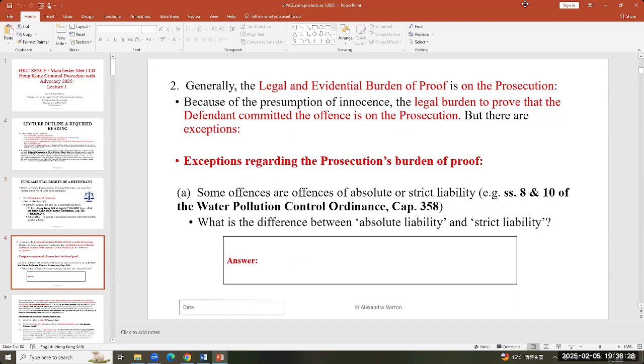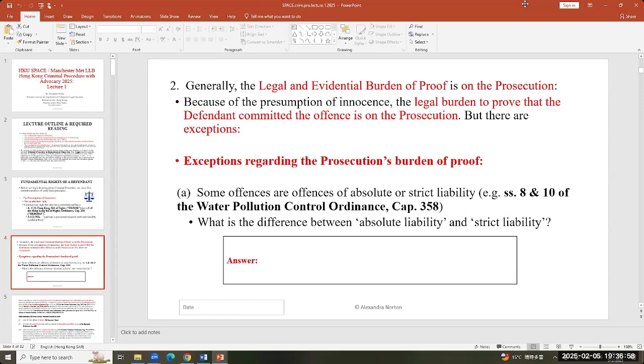And if they fail to prove just one of the elements, let's say for theft, right? Theft is the dishonest appropriation of property belonging to another with the intention of permanently depriving them of it. There's basically 5 elements to the offense of theft. Failure to prove one of those elements means that they haven't met their legal burden of proof. So because of the presumption of innocence, the defendant is entitled to be acquitted.